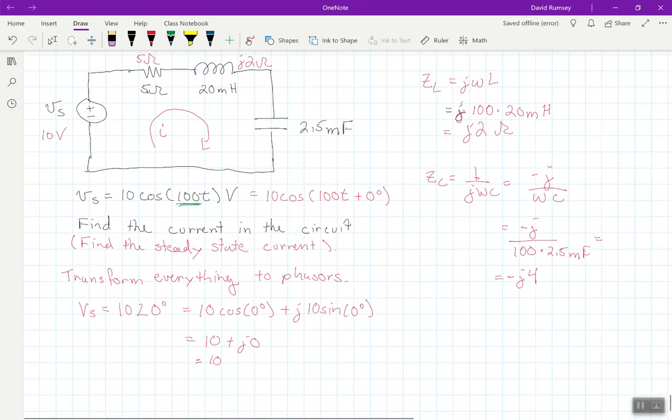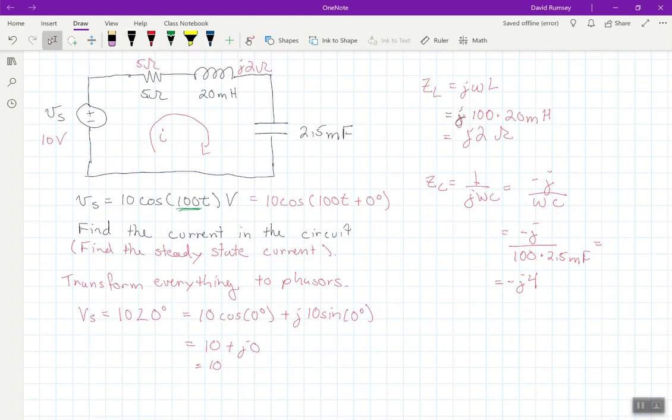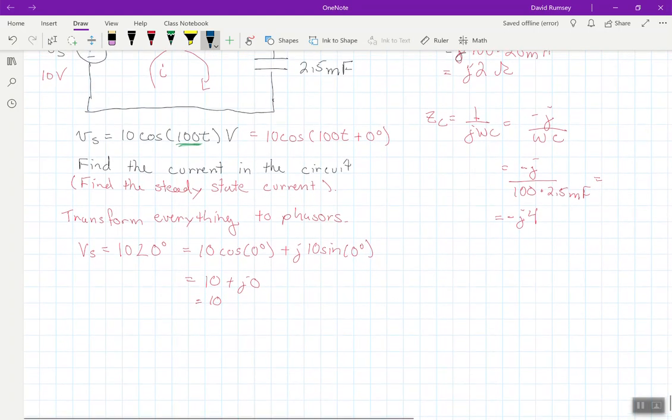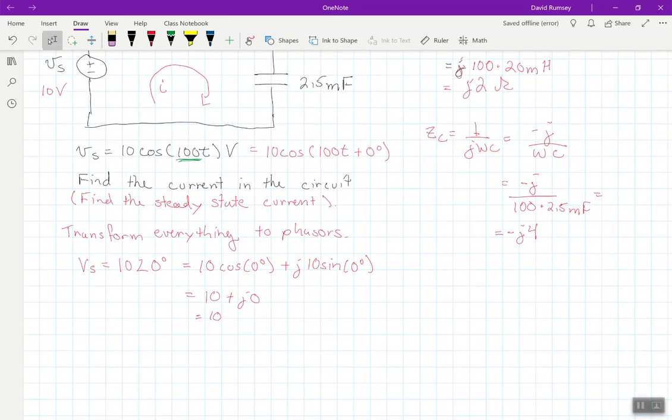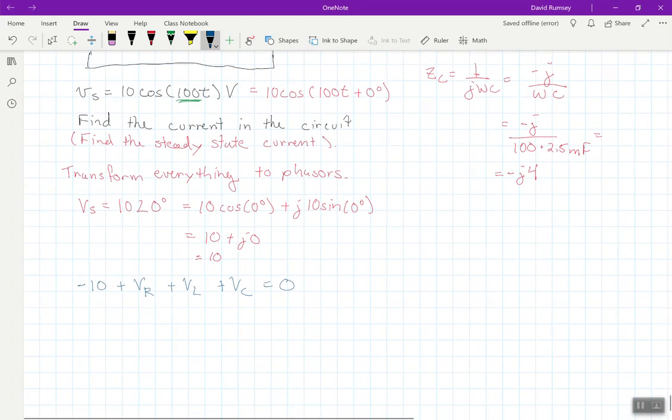Okay, so now we're ready to do our analysis, and there's lots of ways we could do this. Some of you might have an idea already, but I'm just going to do a loop here and add up everything. So if I have a loop, I'll start at the minus 10. So I have minus 10 plus the voltage across the resistor, plus the voltage across the inductor, plus the voltage across the capacitor is equal to 0. I add up all my voltages.